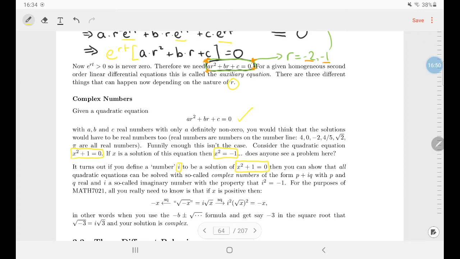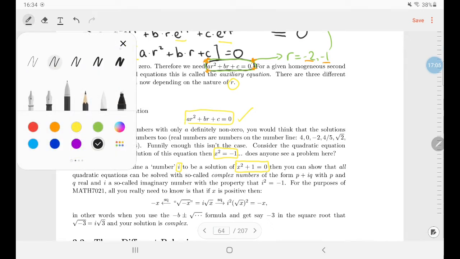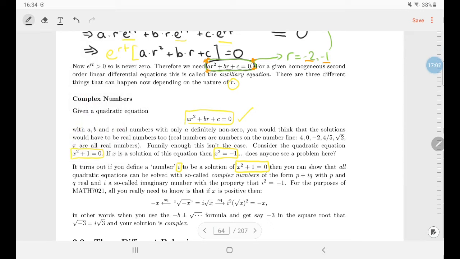Then you can show that all quadratic equations can be solved using complex numbers. Usually you'll have the real numbers, but a real number like -2 is equal to -2 plus 0, which is a complex number. So if you want solutions of this quadratic, you can find them using complex numbers. Complex numbers are of the form a real number plus i times another real number, and i has the property that i squared is -1.